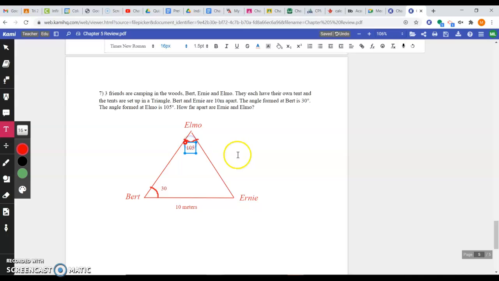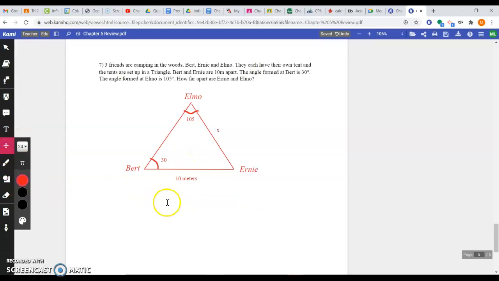And then from there, I need to figure out how far apart Ernie and Elmo are, and so I'm looking for x. I'll call it x, this distance between Elmo and Ernie. Again, it's a non-right triangle, two angles, a length across from one angle and an x across from the other angle. This is going to be a law of sines problem. Anytime it is a non-right triangle and you have two angles, generally it's going to be law of sines. And so we're going to set that up.